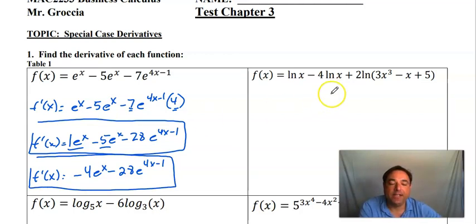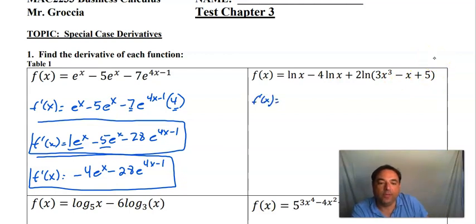Okay. Now the next one we have ln of x minus 4 ln of x plus 2 ln of 3x cubed minus x plus 5. So we're going to go ahead and take the derivative of that. The derivative of ln of x is 1 over x. The minus 4 stays in front. The derivative of ln of x is 1 over x. The 2 stays in front.